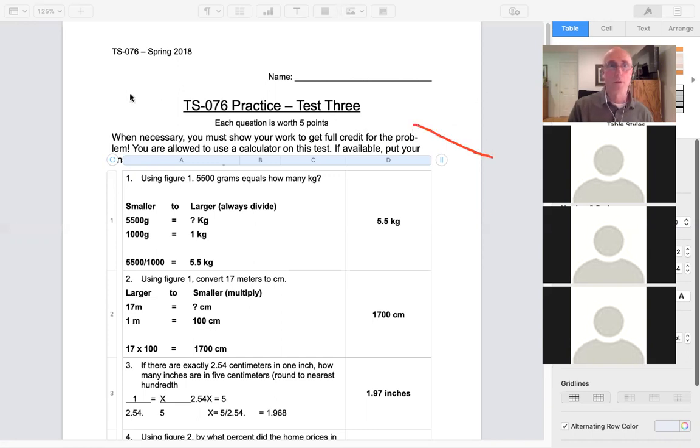Oh, I have to change something here. Sorry, letting people in the classroom.